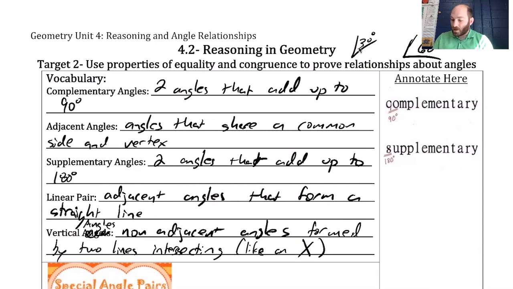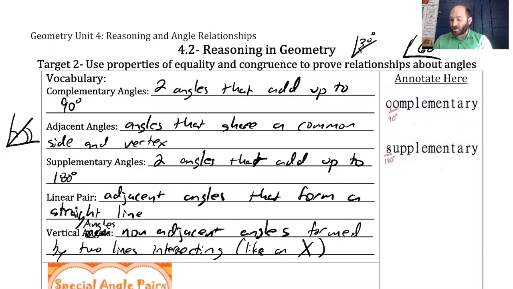Adjacent angles are angles that share a common side and vertex. So for example, adjacent would look like this. These two angles are adjacent to each other. This is their common side and common vertex right here. Okay, so adjacent, I like to think of it as they are attached to each other.